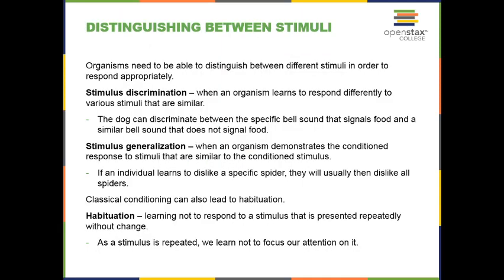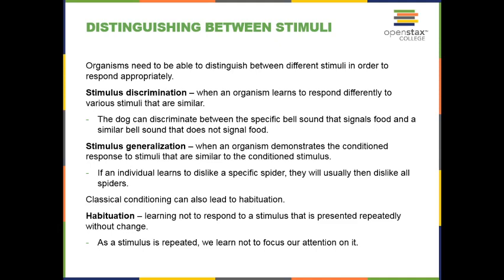now let's skip that one. Organisms need to be able to distinguish between different stimuli in order to respond appropriately. So natay stimulus discrimination. Ang mga animals wala ani, no? Ang maglisod sila discriminate between stimulus. The dog can discriminate between specific bell sounds, no? Medyo bright man ang iro, no? That does not signal food, no? But actually ang pinakakusog sa discrimination would be the human beings. We know how to discriminate accurately, no? Higher order animals can actually discriminate very well, pero lower order animals maglisod sila og discriminate.